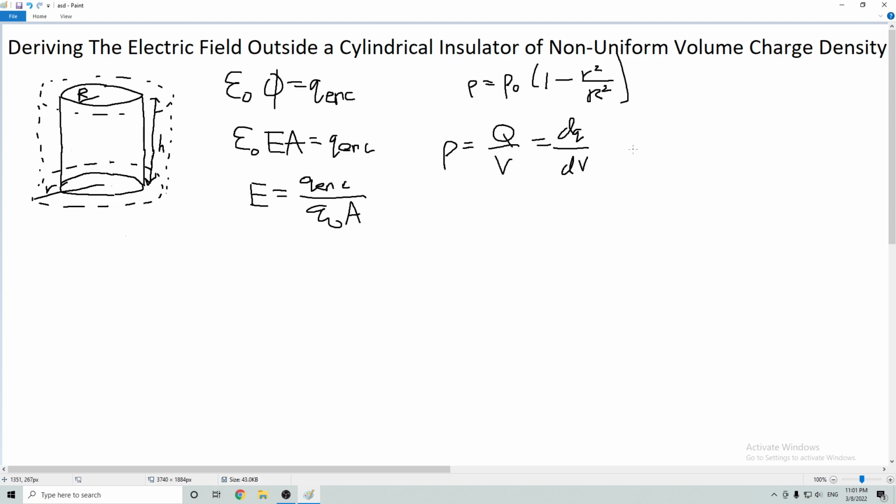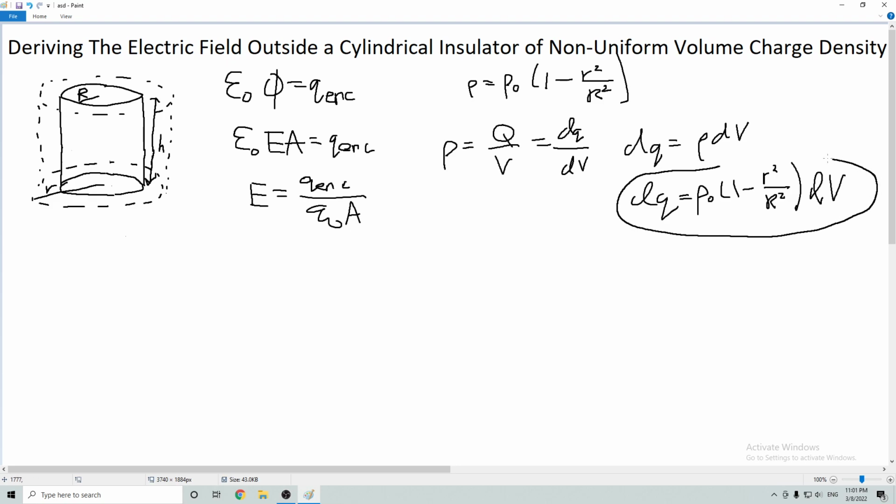Okay. So now dQ is equal to rho dV. But right here, we're given that rho is rho naught times 1 minus little r squared over big R squared. So we're going to replace that. So we have dQ is equal to rho naught times 1 minus little r squared over big R squared dV. Alright, so we have this equation for now.